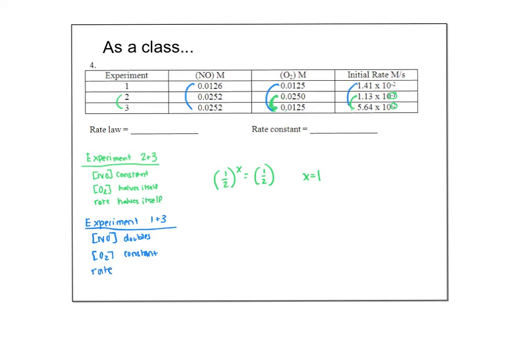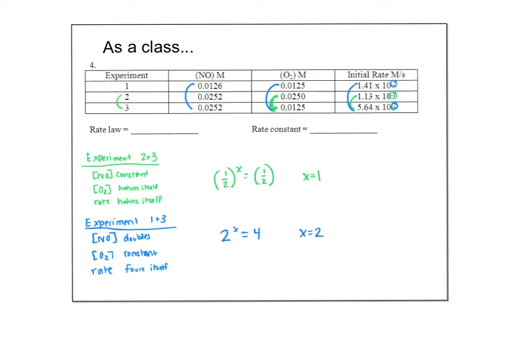And my rate looks like it quadruples itself. I would have to double check, but that exponent's the same, so that shouldn't mess me up. Yep, it quadruples itself. So NO doubles, 2 to the x, and the rate quadruples, so that means my exponent must be 2, because 2 squared gives me 4.